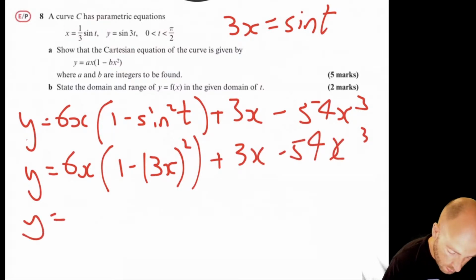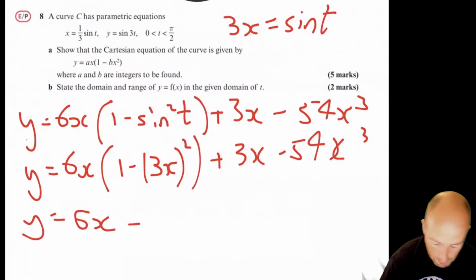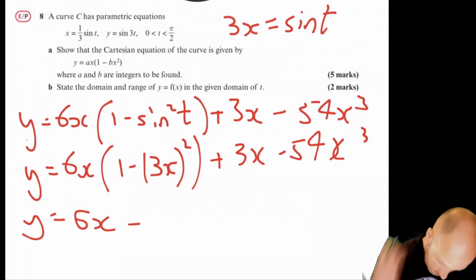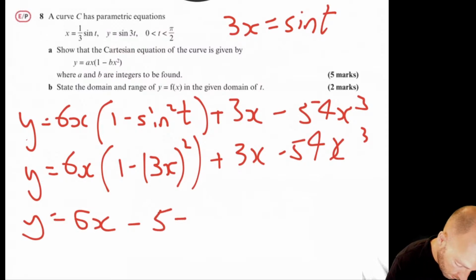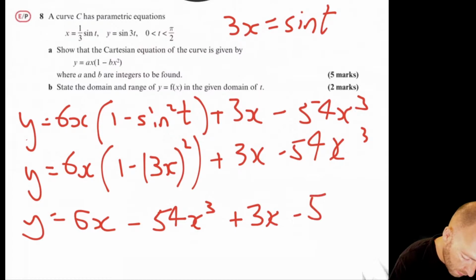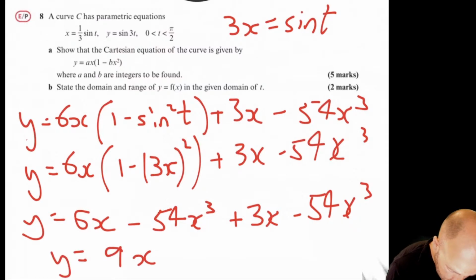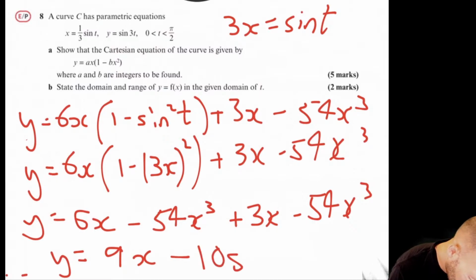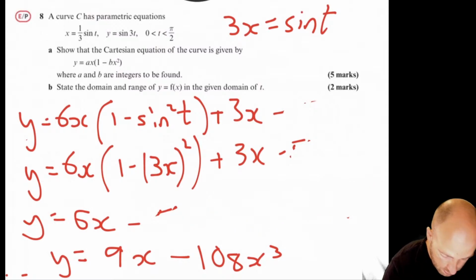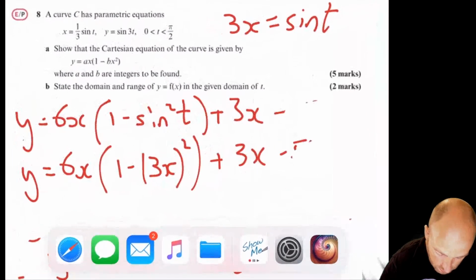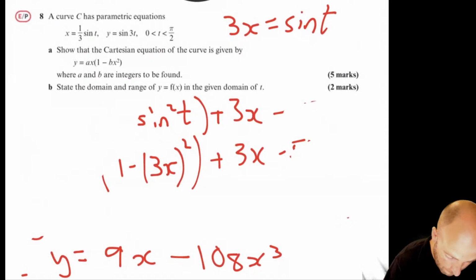Expand that bit so that we get 6x minus, what's that going to be, 9 times 6, 54x cubed plus 3x minus 54x cubed, so we get y equals 9x minus 108x cubed. So what we need to do now is factorize it to get it to look like the form they want us to have.